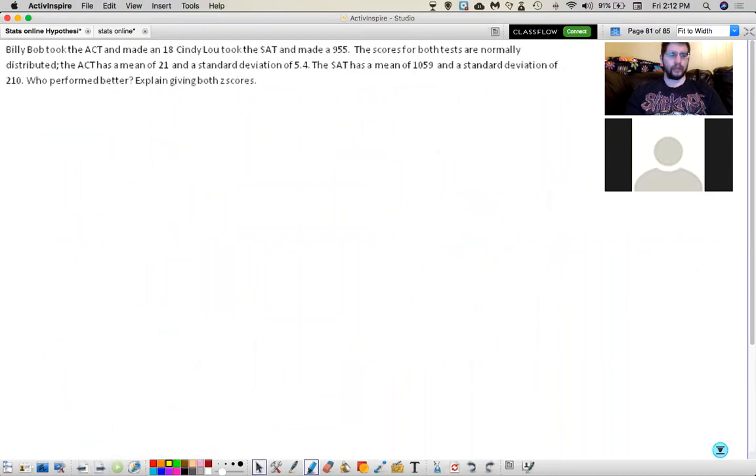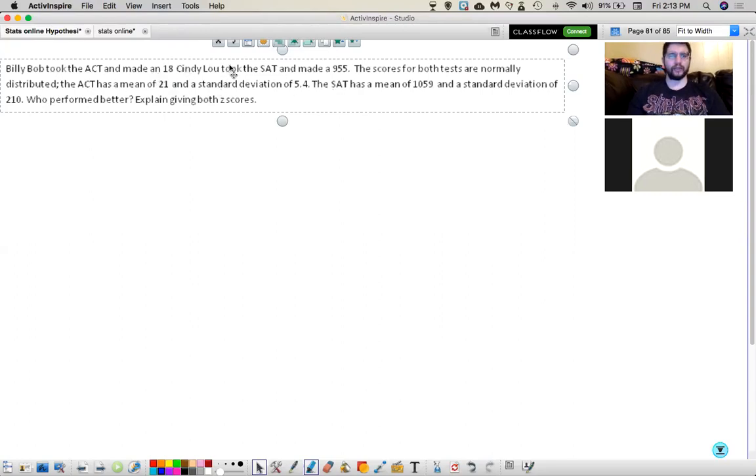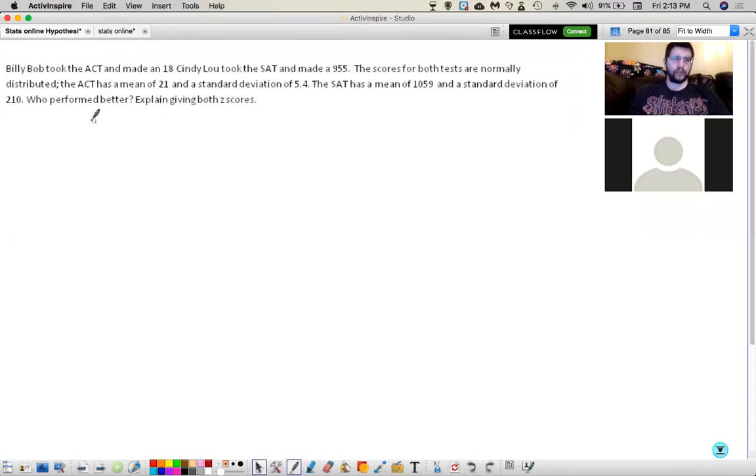Okay. Another score type problem. We're trying to see who did better. So basically, we're going to convert both Billy Bob's and Cindy Lou's scores to standardized z-scores and see which one's better. So Billy Bob, he took the ACT. He made an 18. The mean for the ACT is 21. The standard deviation is 5.4.